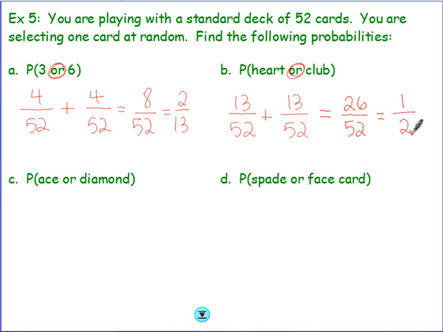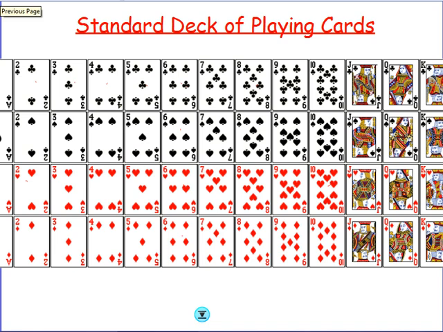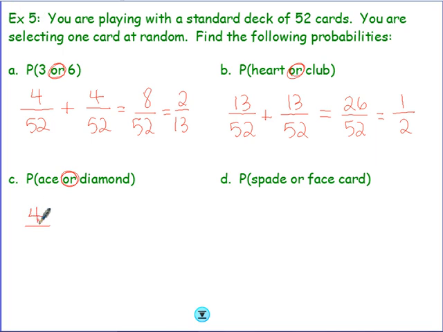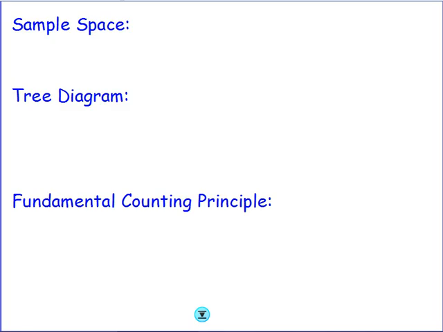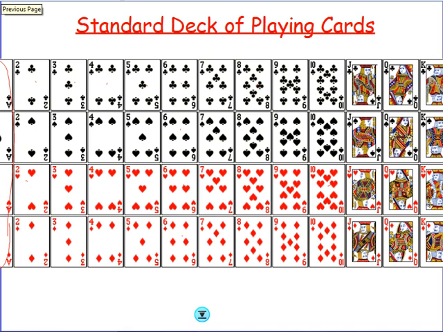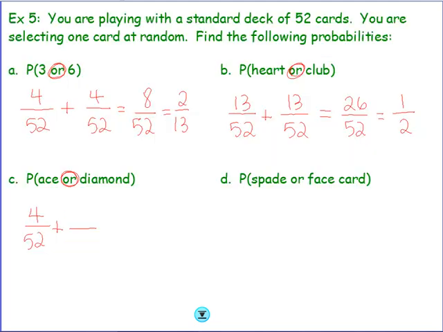These next two, we're going to pay a little more close attention to. Let's start with the probability of an ace or a diamond. So our aces, they are right here. There are a total of 1, 2, 3, 4 of them out of 52, plus diamonds. Sorry, wrong way. We are looking at this whole bottom row. There are 13 diamonds.